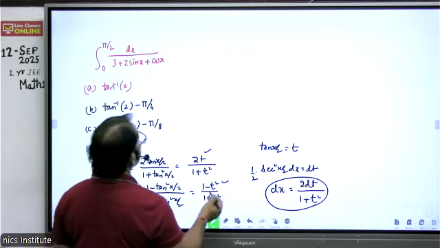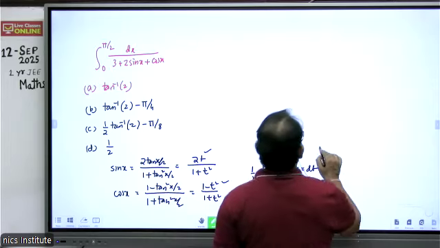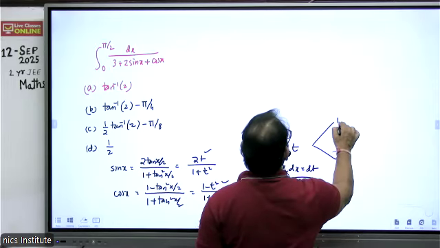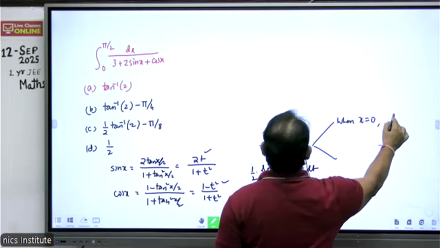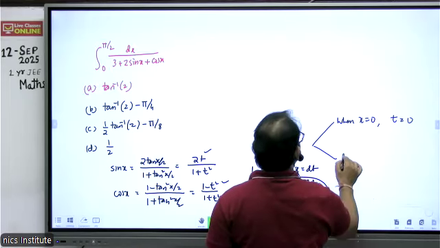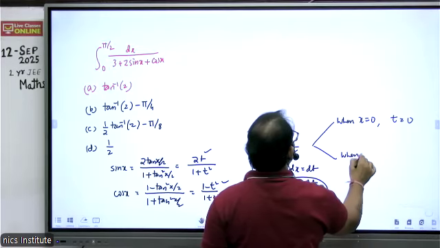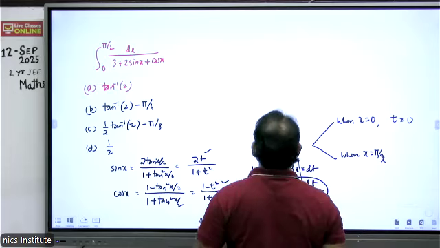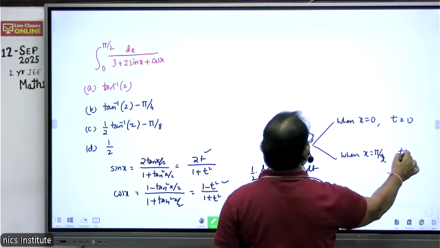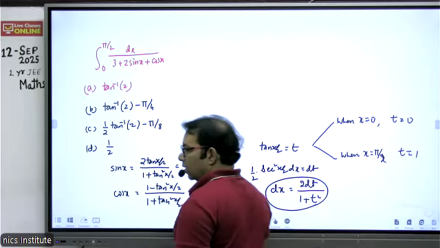And what about limits? When x is equal to 0, t would be 0. And when x is pi by 2, t would be 1 because it is tan pi by 4.